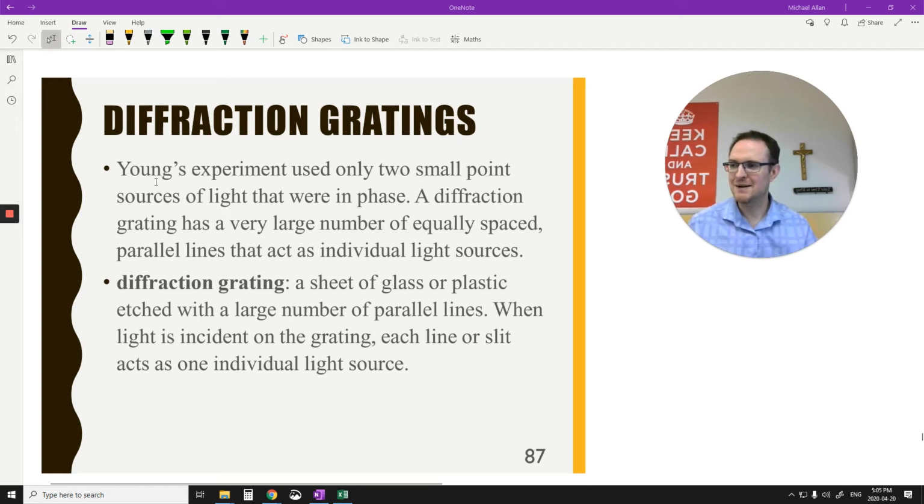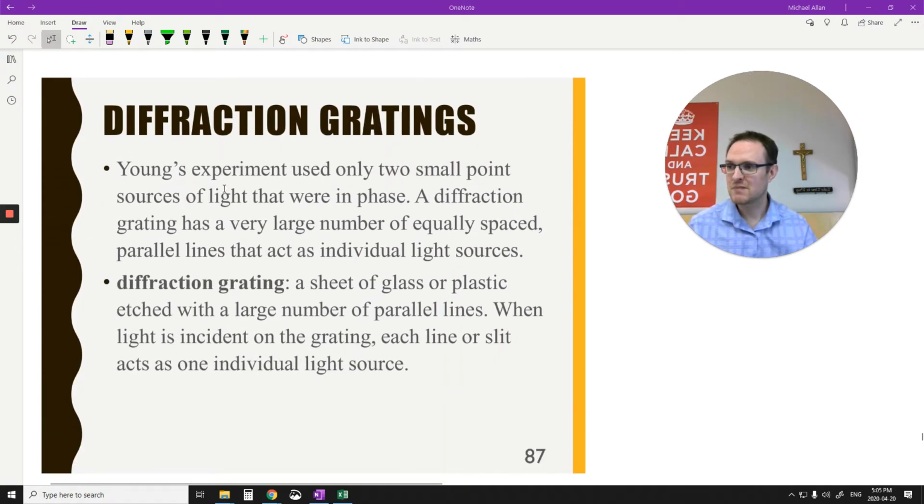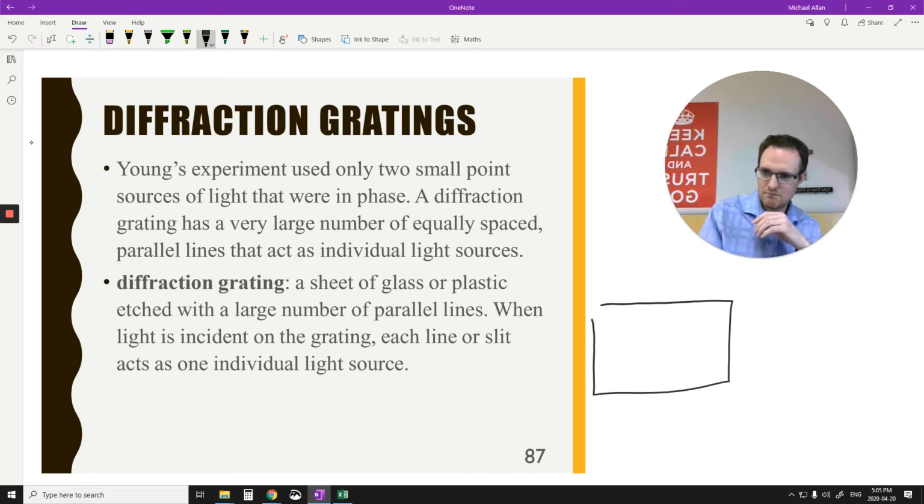So today, or actually in this video, we're just going to talk about diffraction gratings. In Young's dual slit experiment, we had two very small, narrow slits, and we put light through them. As long as they're in phase, they created this nice interference pattern. How diffraction gratings work is that, rather than two slits, it is now a piece of material with thousands of slits all the way down. So it's a diffraction grating.